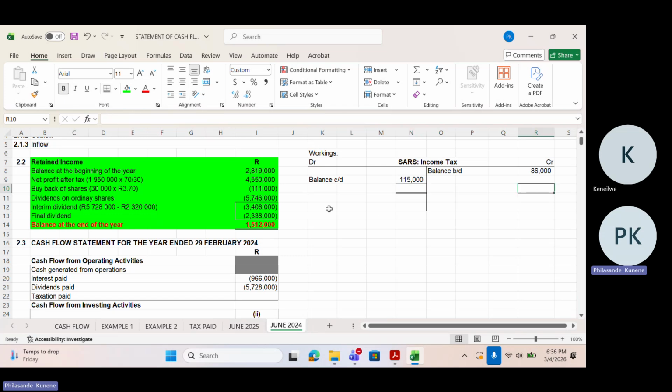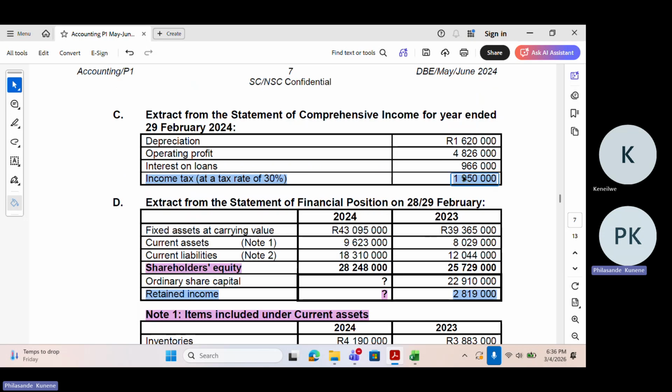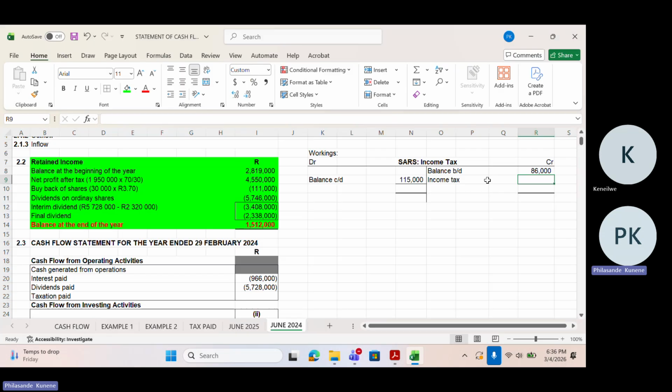We're going to have our totals, and then we need to complete our SARS income tax. Here we're going to have income tax all the time. It will always be on a credit side because it increases the amount that we owe to SARS. How much is that? 1,950,000 rands. That is an income tax amount that we have to go and record in the general ledger. So I'm going to have 1,950,000 rands this side.